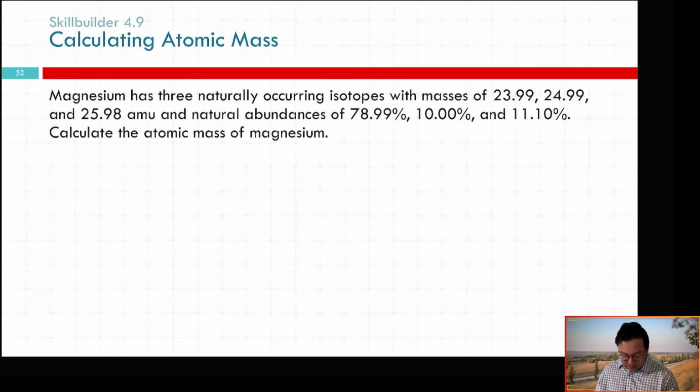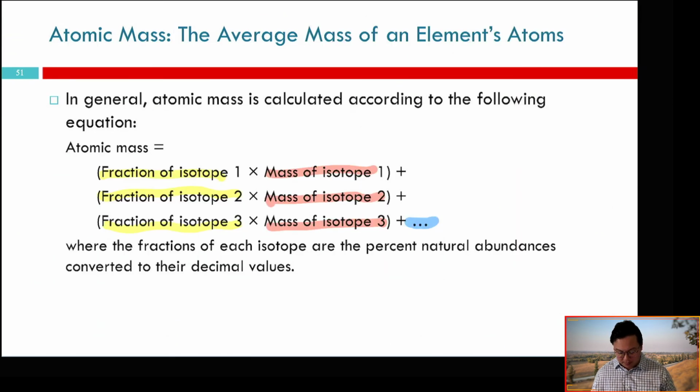Magnesium has 3 naturally occurring isotopes with masses of 23.99, 24.99, and 25.98. The natural abundances are as given. Calculate the atomic mass of magnesium. So again, you can just look back at the previous chart, right?